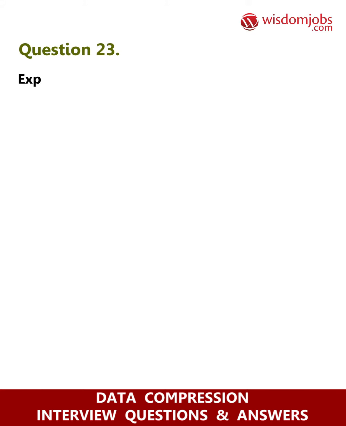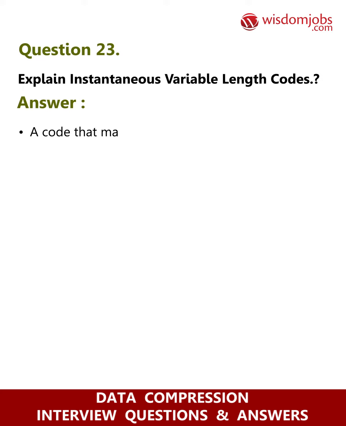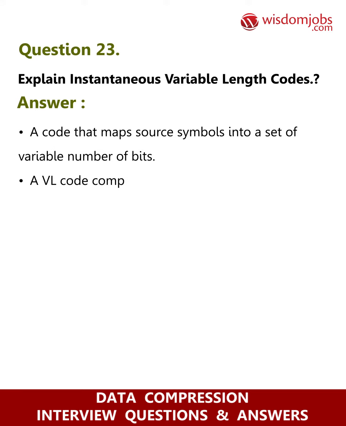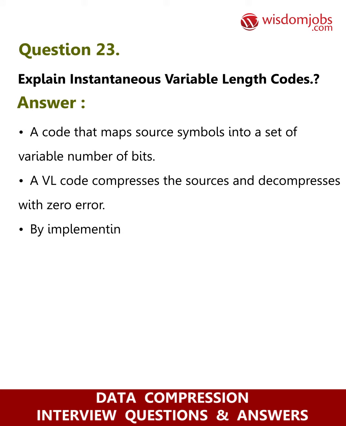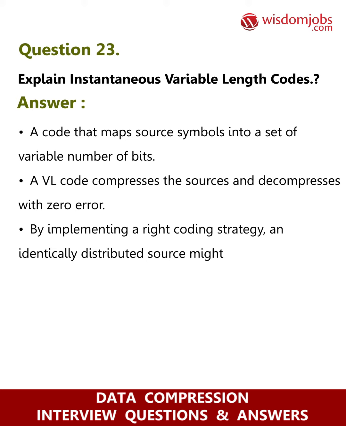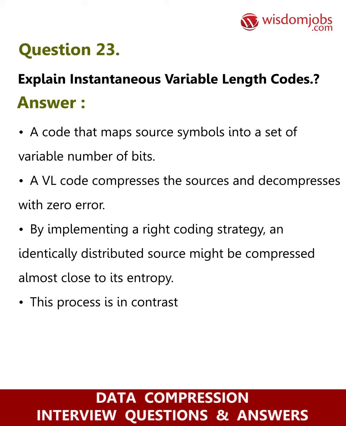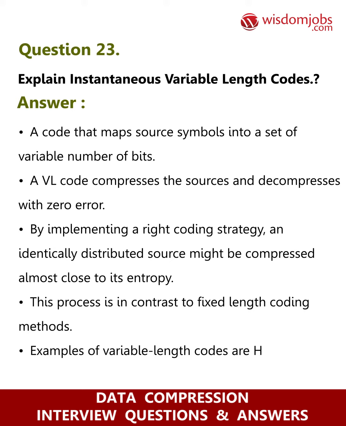Question 23. Explain instantaneous variable length codes. Answer: a code that maps source symbols into a set of variable number of bits. A VL code compresses the source and decompresses with zero error. By implementing a right coding strategy, an identically distributed source might be compressed almost close to its entropy. This process is in contrast to fixed length coding methods. Examples of variable length codes are Huffman coding and Lempel-Ziv code.